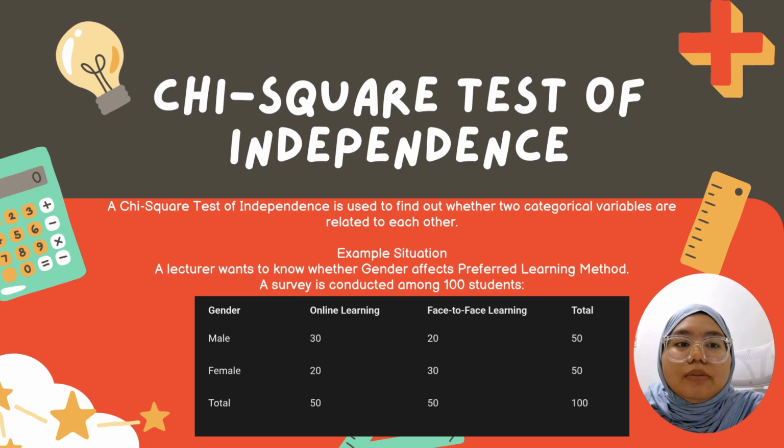Today, I would like to present the chi-square test of independence. A chi-square test of independence is used to determine whether there is a relationship between two categorical variables. In this example, the lecturer wants to figure out whether gender affects students' preferred learning methods. A survey was conducted among 100 students, and the results show that 30 male students prefer online learning while 20 prefer face-to-face. Among female students, 20 prefer learning online and 30 prefer face-to-face learning.